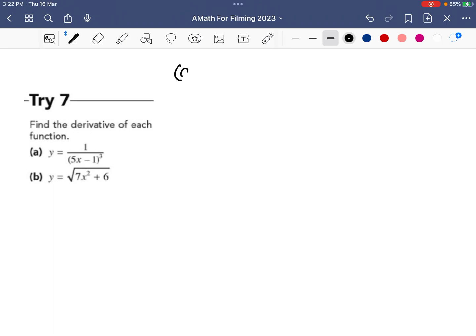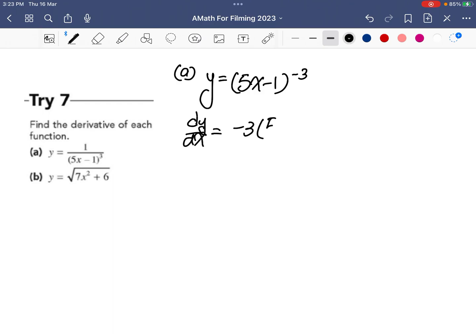Part A. So first I express it into something that I can actually use. So I get 5x minus 1 to the power of negative 3. I differentiate y with respect to x. So I get negative 3 times 5x minus 1 to the power of negative 3, negative 3 minus 1 is negative 4. Differentiating inside the bracket, I get 5. So if I want to tidy it all up, I get negative 15 over 5x minus 1 to the power of 4.